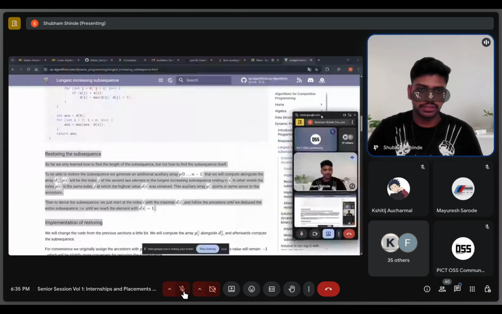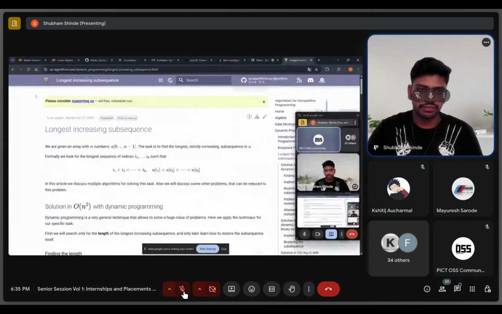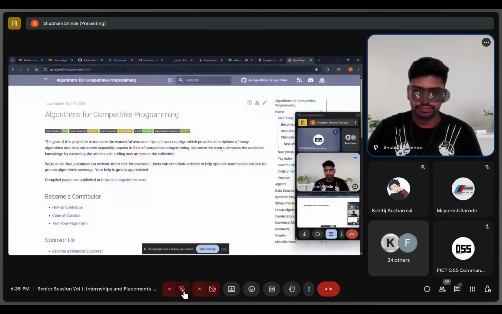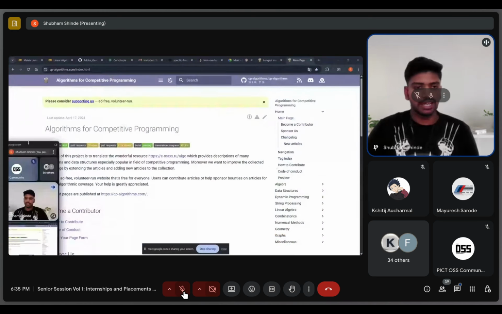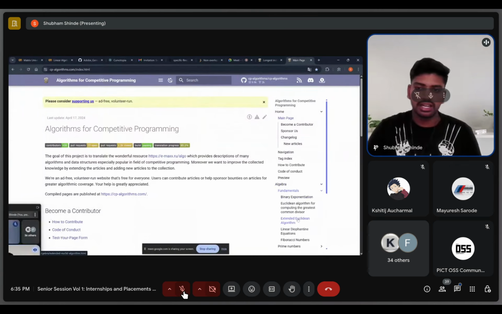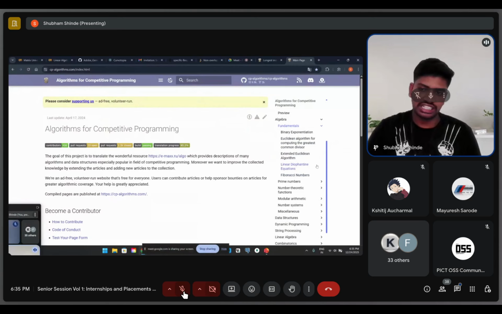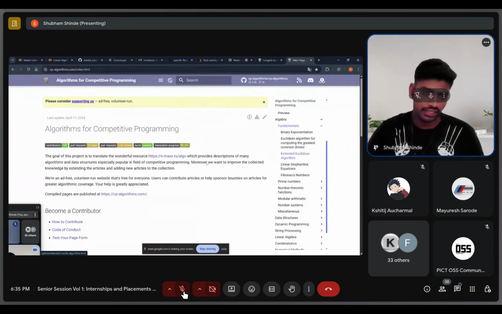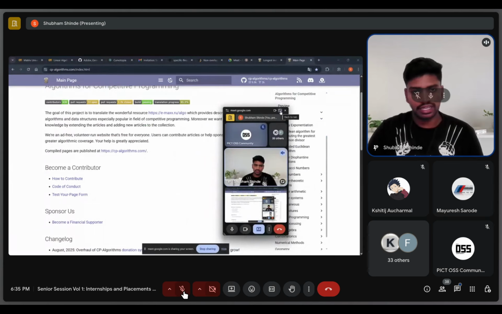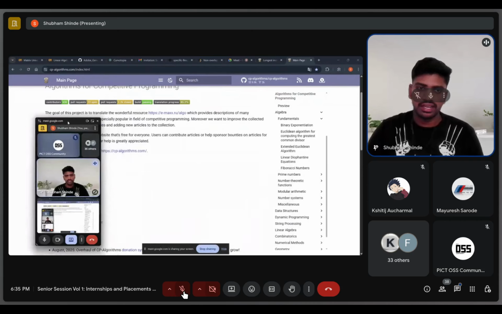Okay, so this is the platform CP algorithms, and you can see a lot of articles here, from algebra fundamentals to prime numbers. Detailed articles are provided, so you can refer to them, as well as start with any playlist or sheet and prepare.